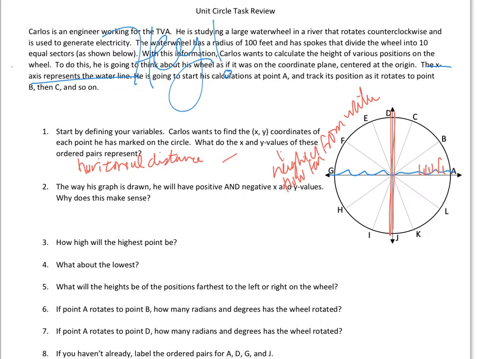I already mentioned positive and negative values. Negative y values are under the water. Positive y values are above the water. Negative x values are to the left of the center of the wheel. Positive x values are to the right.